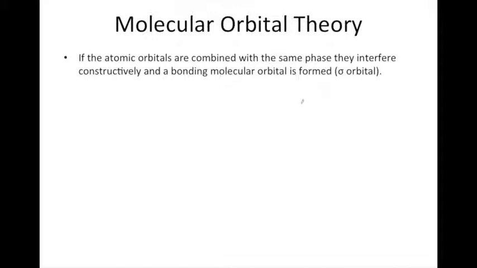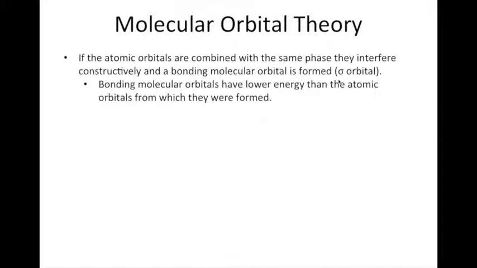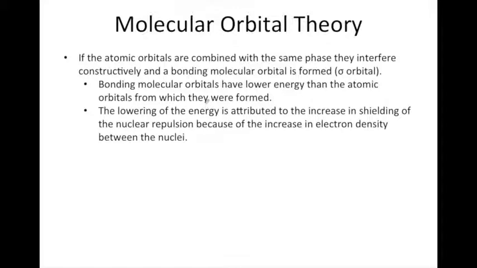So if the atomic orbitals combine in phase, they interfere constructively, and a bonding molecular orbital is formed. A bonding molecular orbital will have lower energy than the atomic orbitals from which they were formed. The lower energy is attributed to the increase in shielding of the nuclear repulsion because of the increase in electron density between the nuclei. Now that's a mouthful. Let me try to explain that.